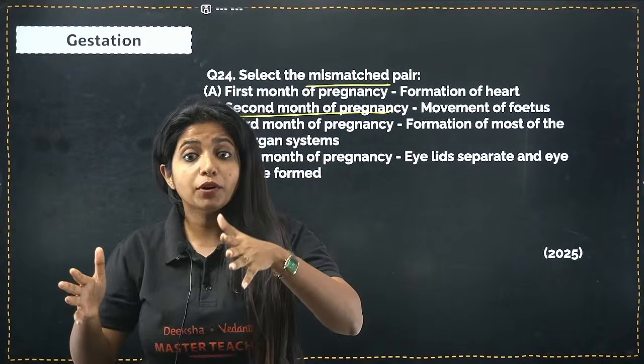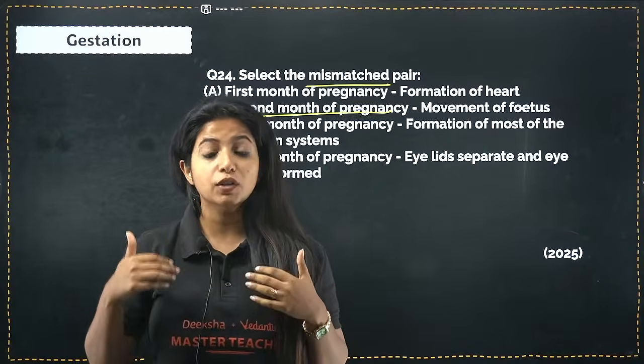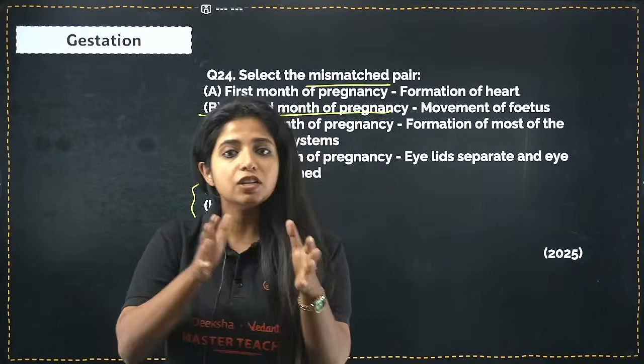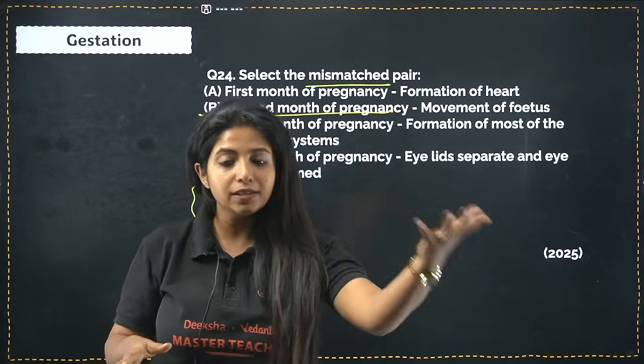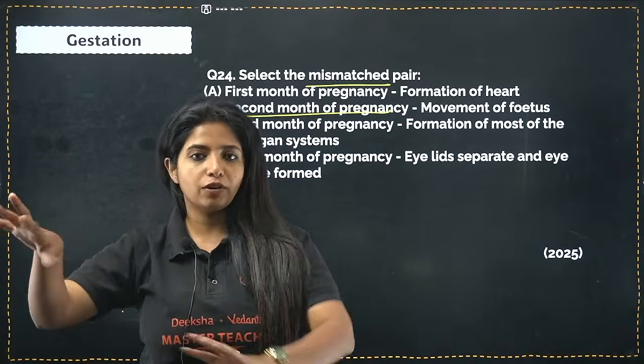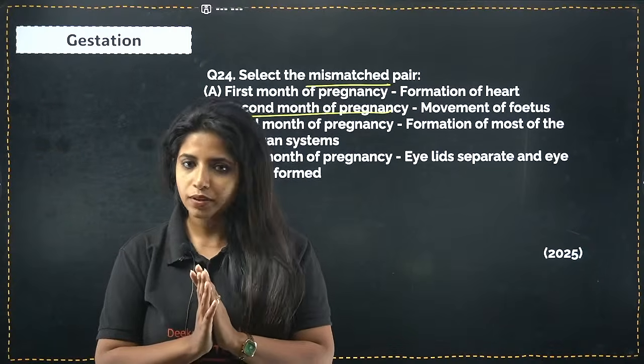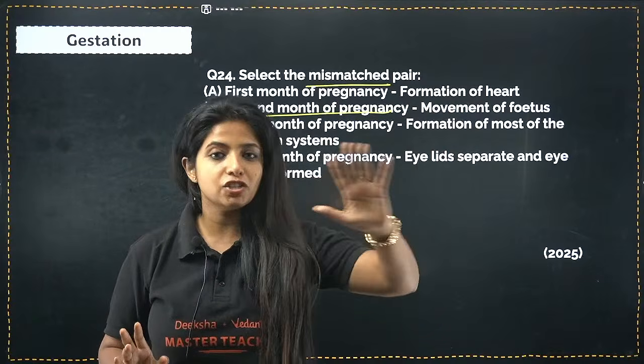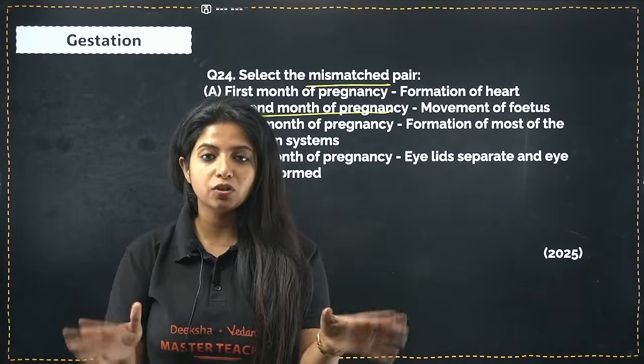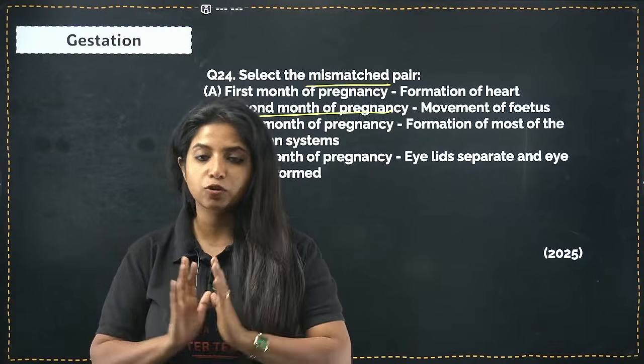Okay, third month, what do you have? In the third month, most of the organ systems are being formed. Your external genital organ is also being formed: the penis in the case of male, and in the case of female, you have the mons pubis and all those things. The heart is there, limbs and digits are done. By the third month, most major organ systems are being formed. External genitalia is also being formed.